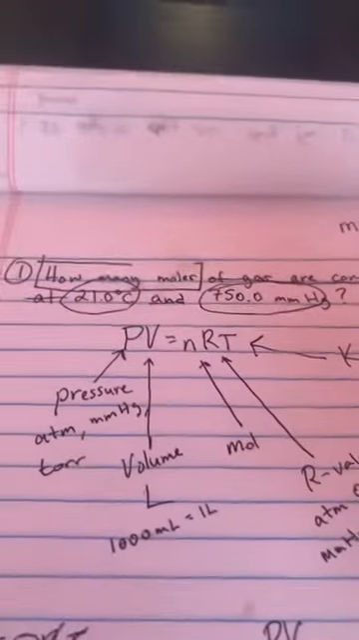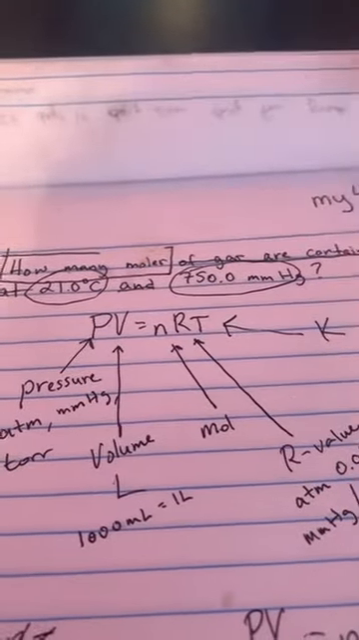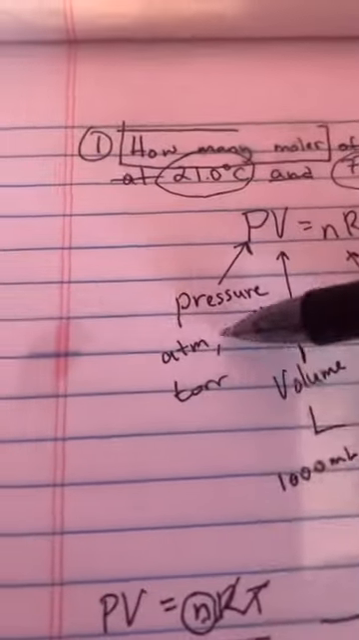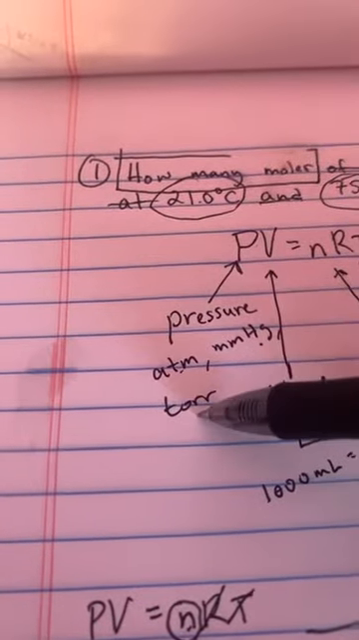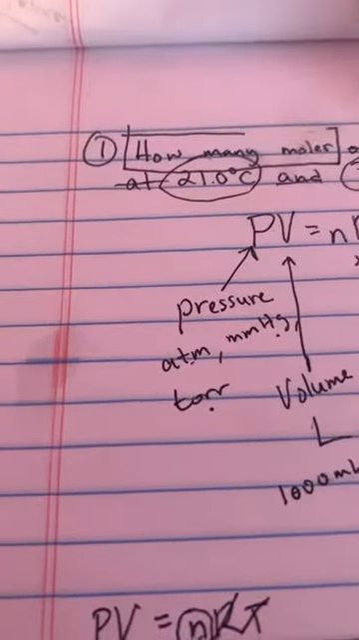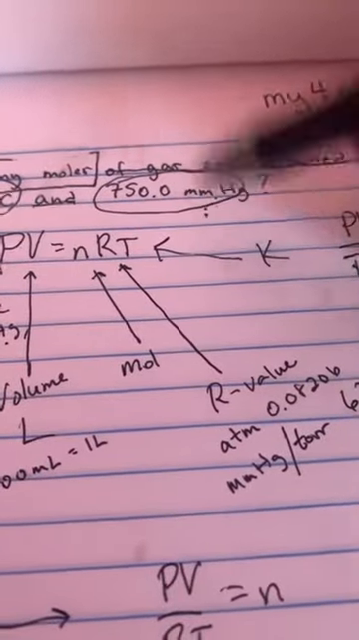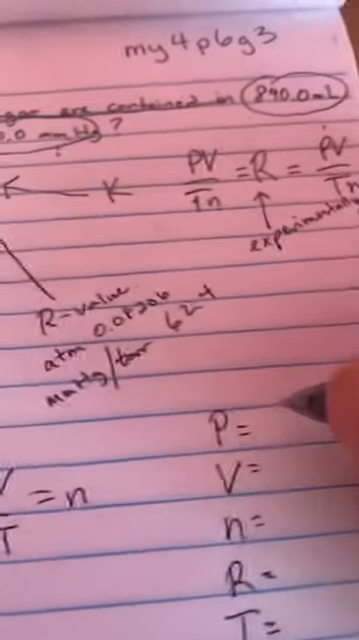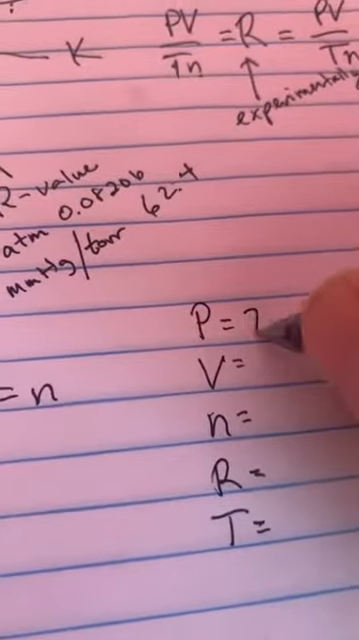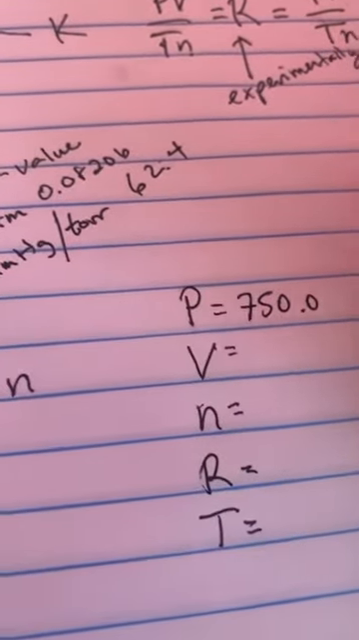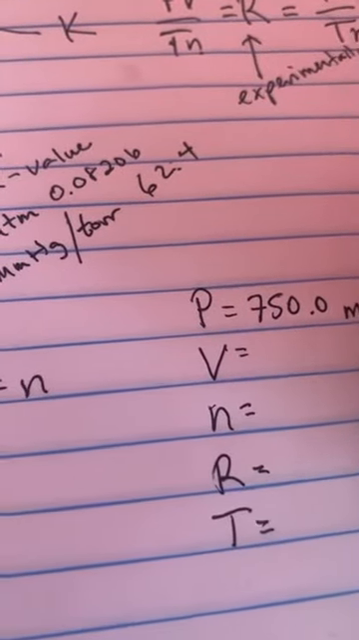So the pressure value is what? Where is the pressure value? Pressure value is going to be millimeters of mercury. Remember, because I said right here, it could be ATM, millimeters of mercury, or torr. So it's going to be the millimeters of mercury right here. So what we do next to P is we write 750 millimeters of mercury.